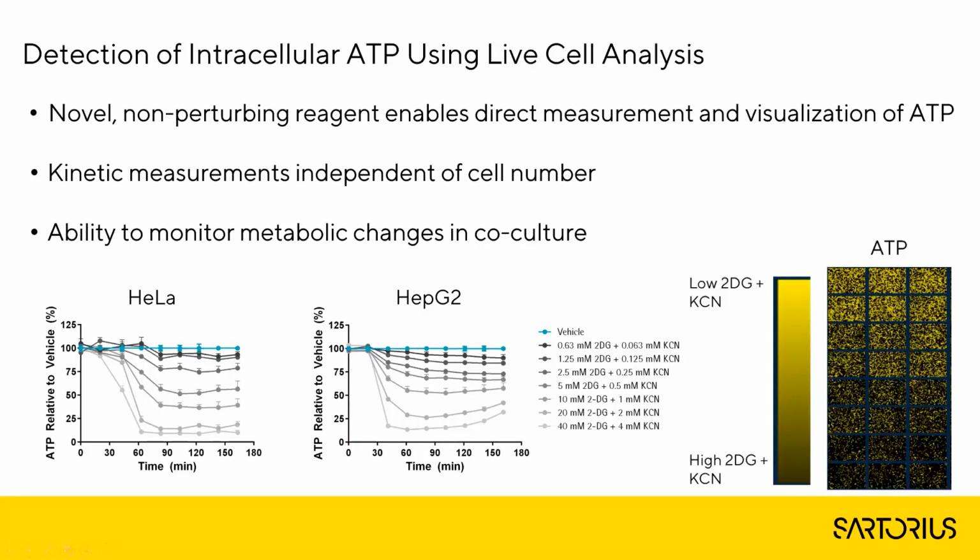The image I'm showing on the right is a snapshot from our user interface illustrating how we show this within the user interface. When we have high levels of ATP or low concentrations of 2DG-KCN, we see brighter fluorescence. When we have lower amounts of ATP with higher amounts of 2DG-KCN, we see lower fluorescent signal.